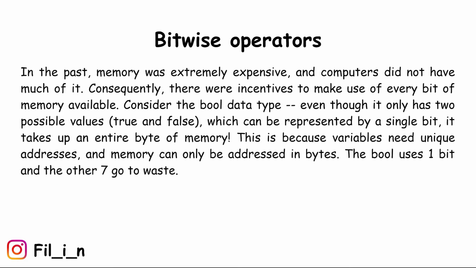In the past, memory was extremely expensive, and computers did not have much of it. Consequently, there were incentives to make use of every bit of memory available. Consider the bool data type. Even though it only has two possible values, true and false, which can be represented by a single bit, it takes up an entire byte of memory. This is because variables need unique addresses, and memory can only be addressed in bytes. The bool uses 1 bit and the other 7 go to waste.